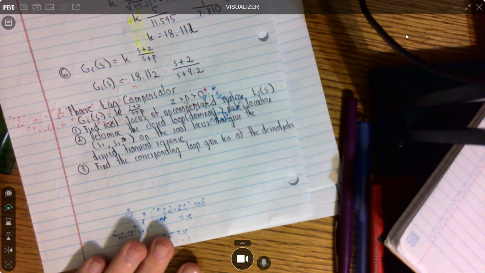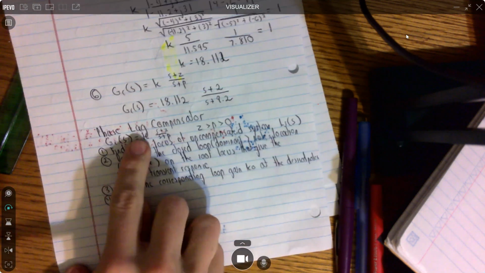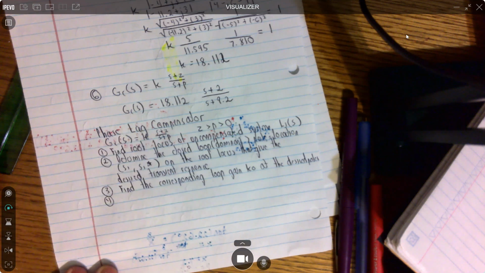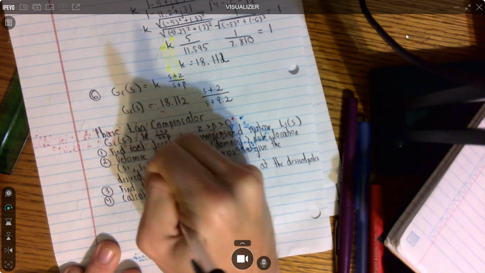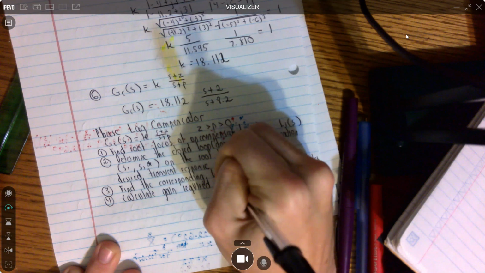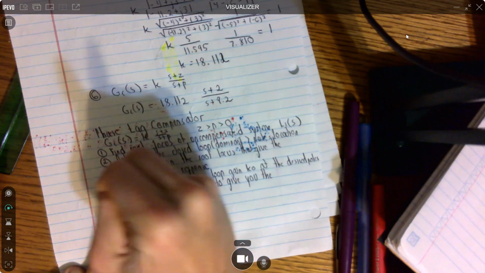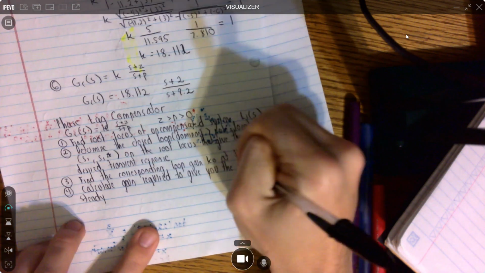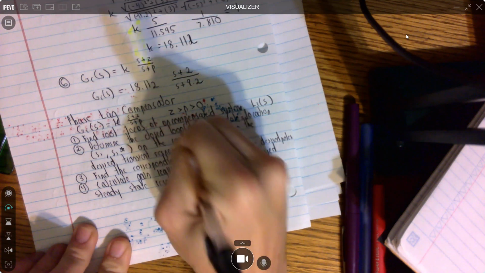And then from there, you need to calculate the gain required to give you the desired steady state response, because you use phase lag only for steady state response. I'll just add that here. So that's what we call K of s.